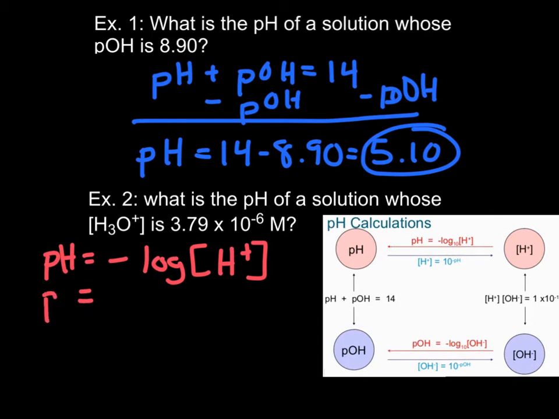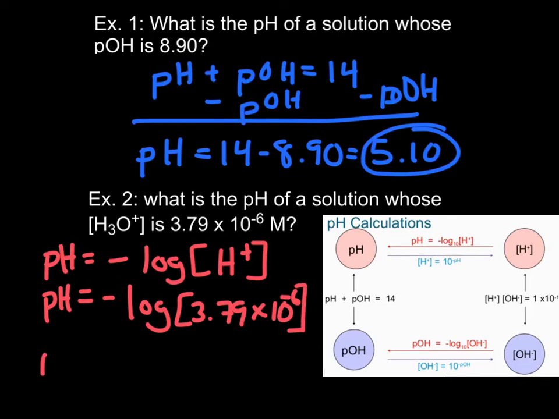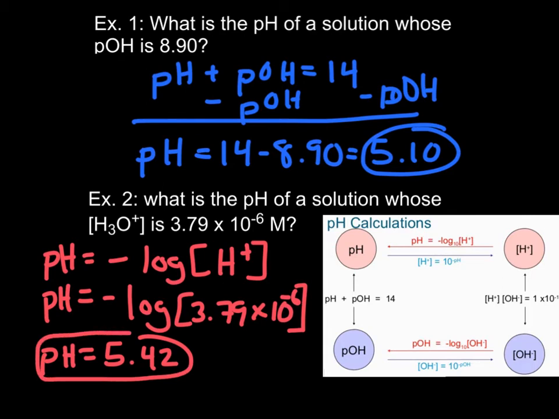So we literally type it in, negative log 3.79 times 10 to the negative 6. When we do this on our calculator, which I'll show you in just a second, we get a pH of 5.42. This solution would also be considered acidic.